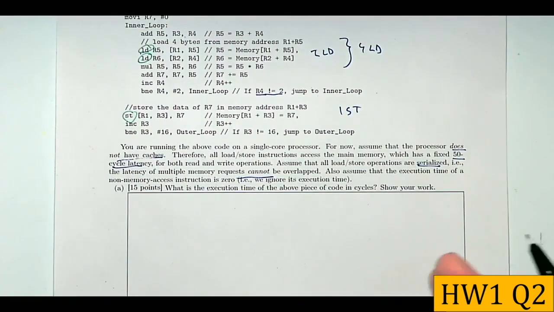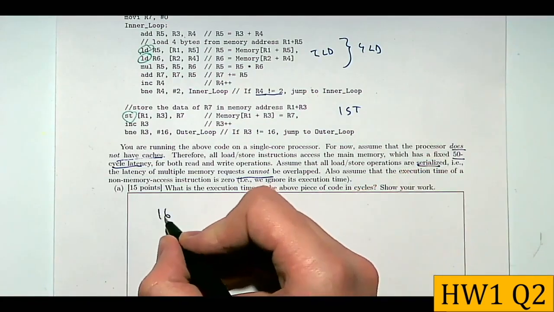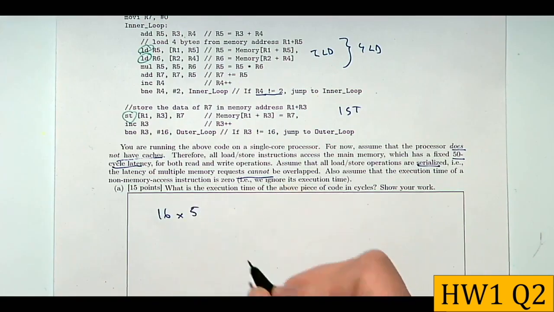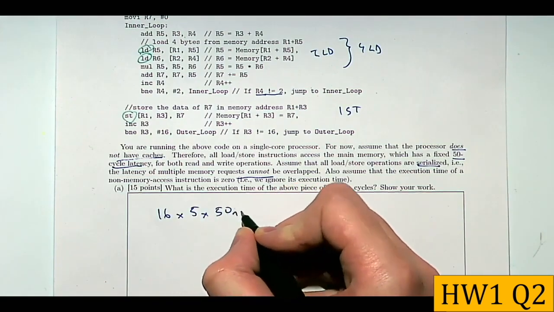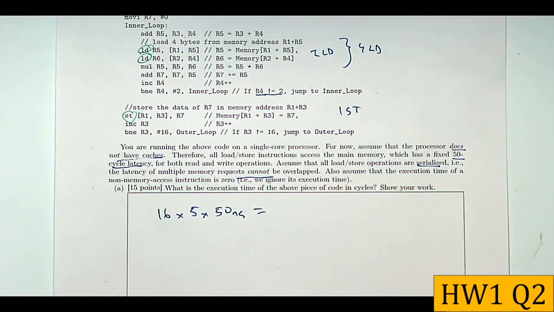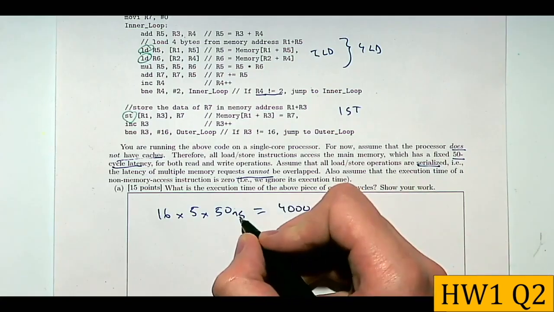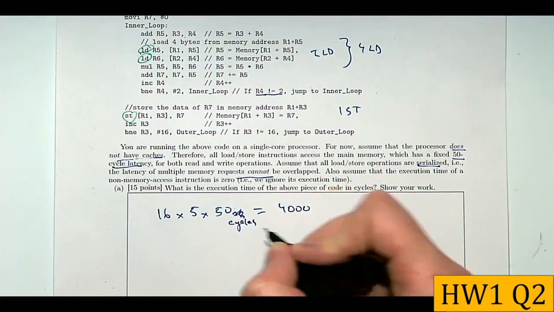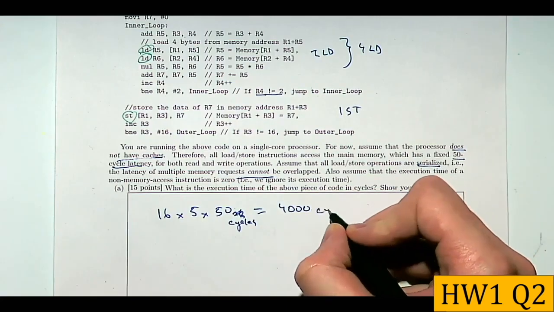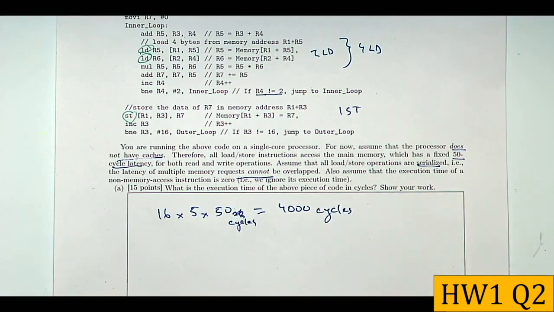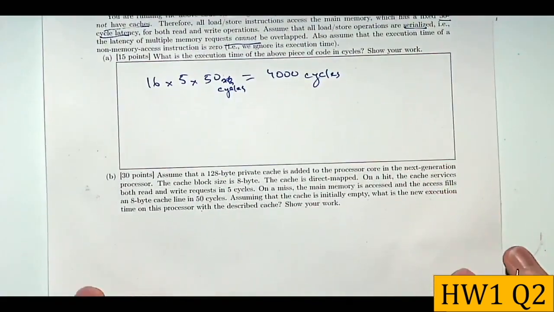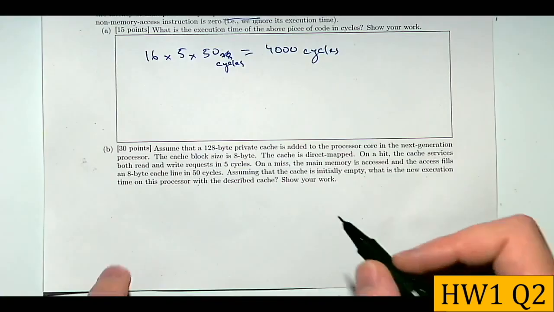Okay, and then the answer of this first part is pretty easy, right? So we have 16 outer loop iterations. We do 5 accesses, and each access takes 50 cycles, sorry, this is cycles, not nanoseconds. And the answer will be 4,000 cycles. Okay, this part is pretty easy, right? Any questions on this?